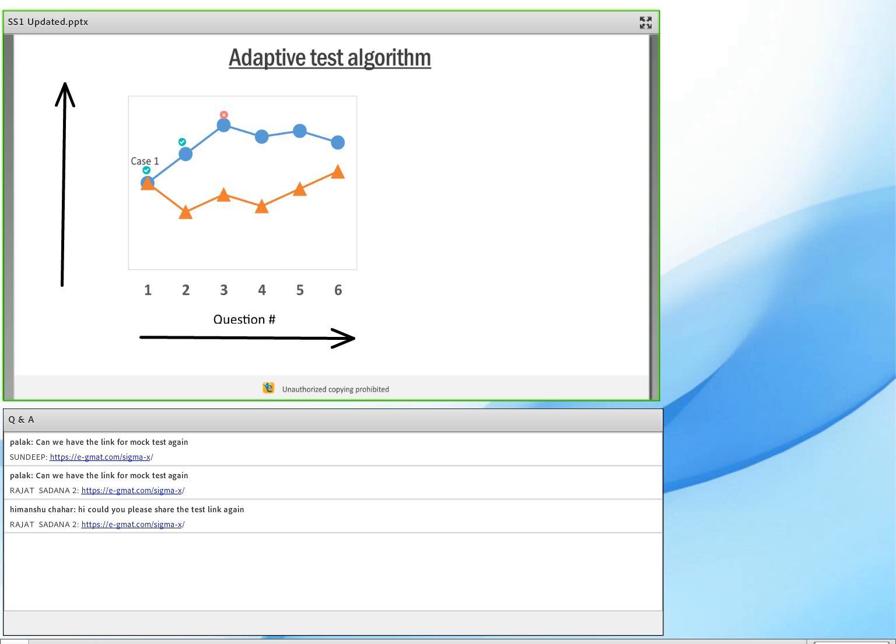Now, because of this, the test approximates his ability and says maybe it's between the difficulty level of question number 2 and question number 3. So it gives the fourth question, which is slightly easier. And how do you figure this out?